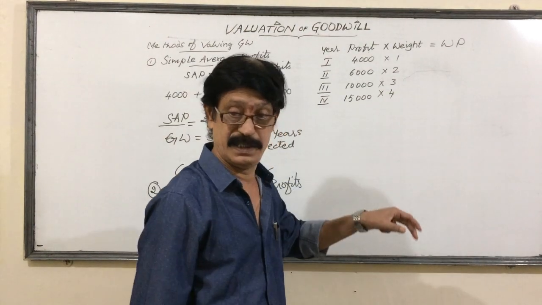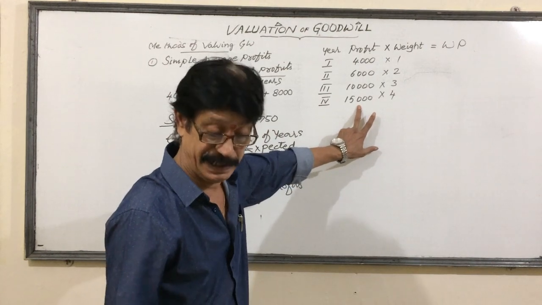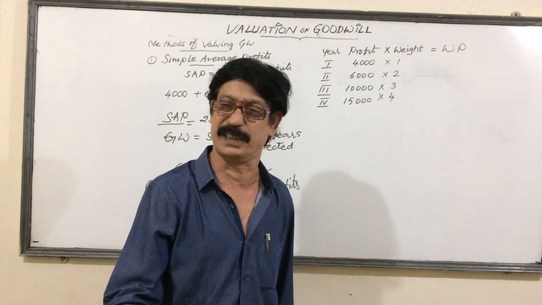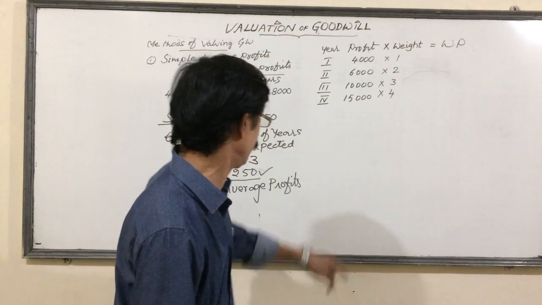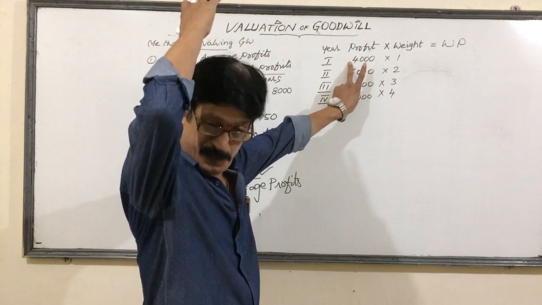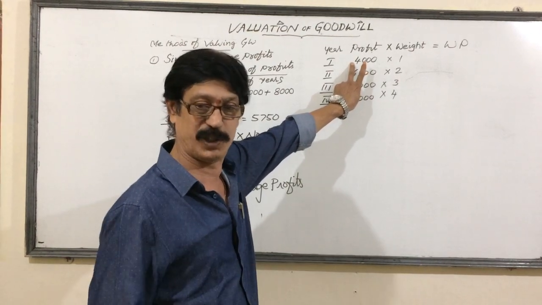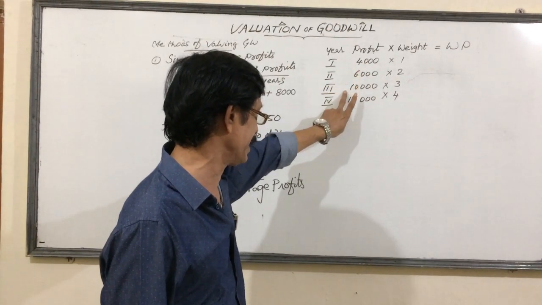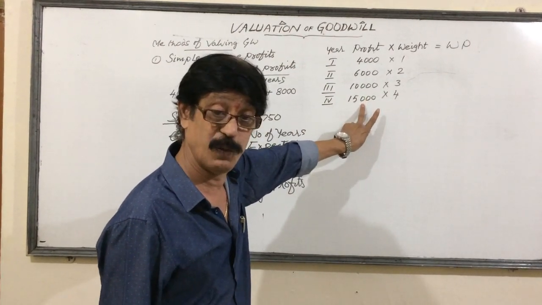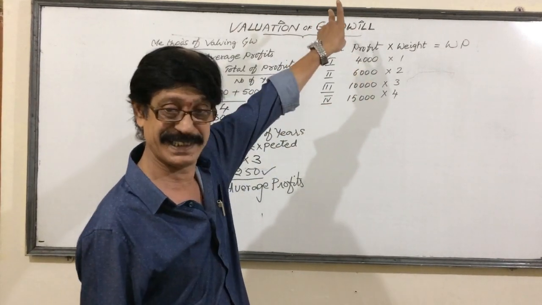Why is it weighted? In the last year I got 15,000. In the coming year or next year I may expect either 15,000 or more than 15,000 or around 15,000, but not 4,000. Understanding? In the first year only we got that, and at that time we don't know what is what. So in the first year we got 4,000, but every year the profits are increasing gradually. So in the next year we may expect this. So we are giving more weight to the last year and less weight to previous years.